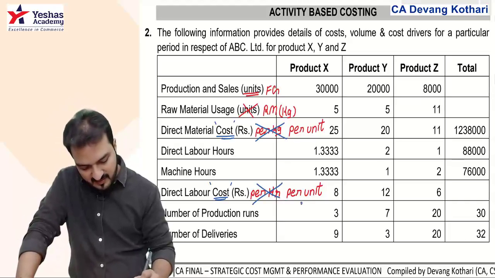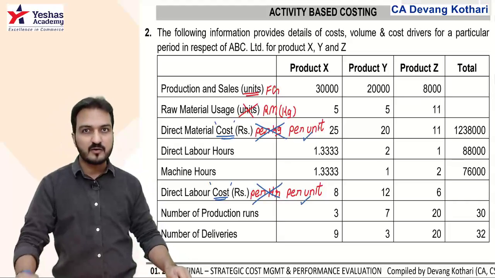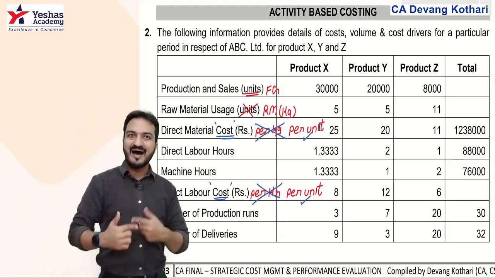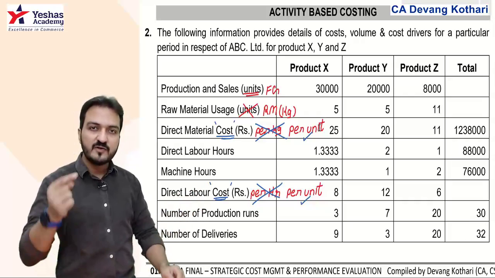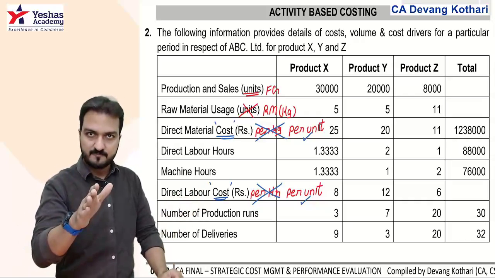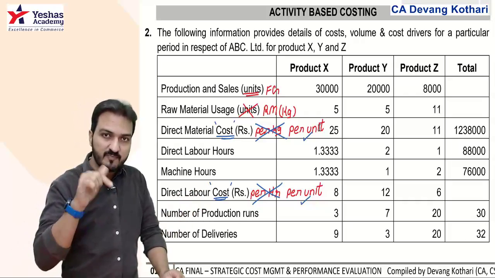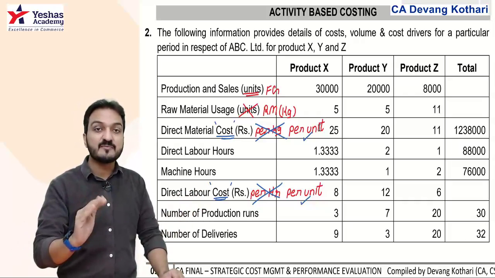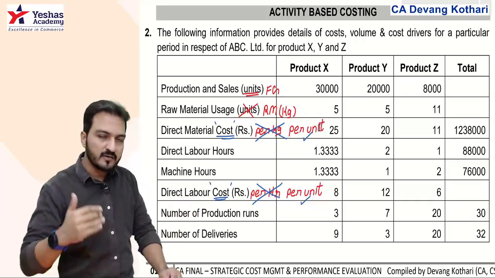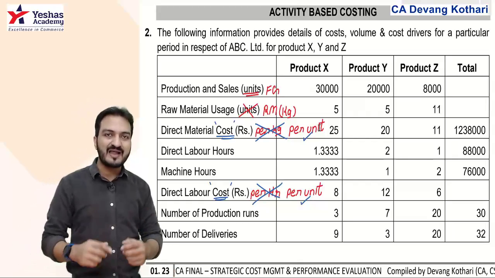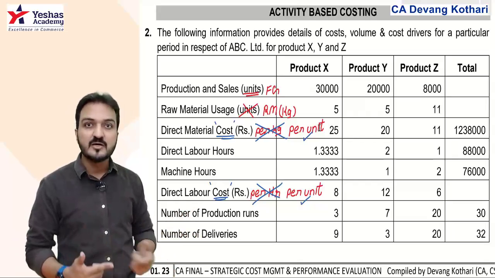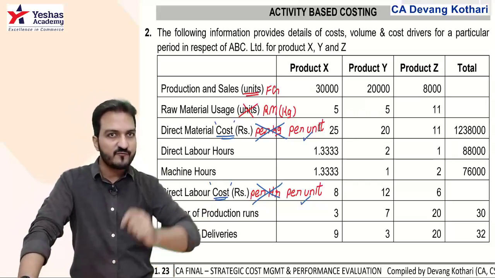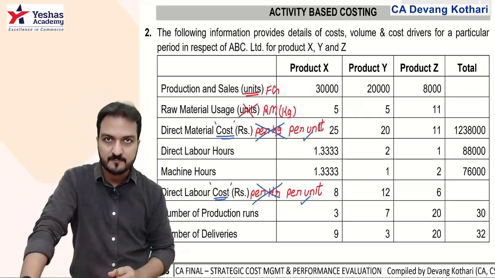What you are given here is per unit of the final product, because if it was per hour, they would not name that labor cost, they would name that labor rate. In case of material, per kg is called material rate or material price. In case of labor, per hour is called the labor rate. This is not labor rate, this is labor cost. So this is the cost for 1 unit of X, 1 unit of Y, 1 unit of Z.